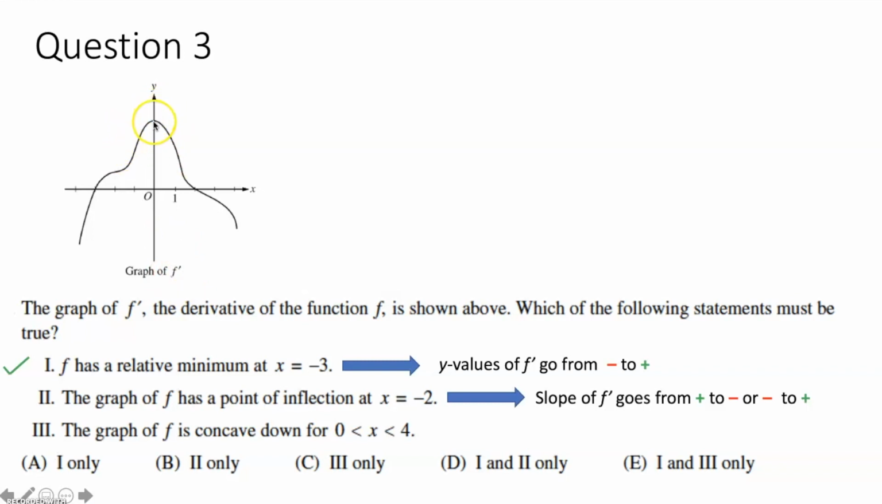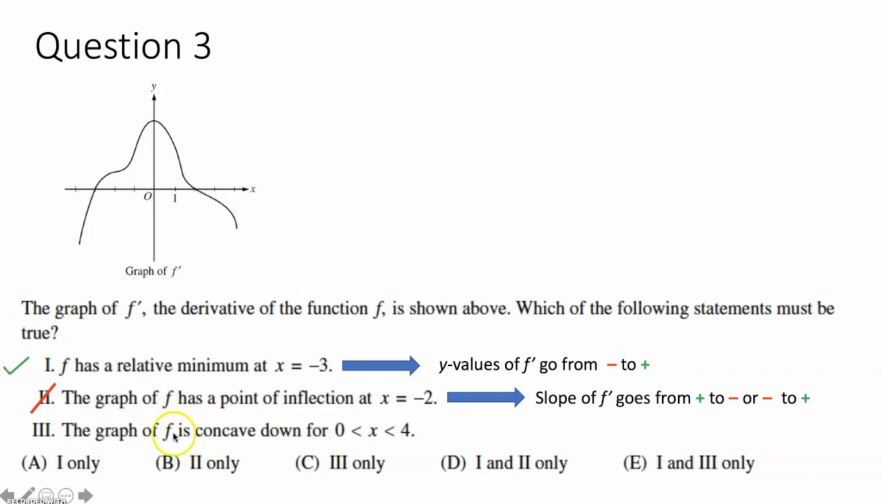So that's going to be the only inflection point of the graph of f, meaning that there will not be an inflection point at x is equal to -2. Let's move on to the last statement that says the graph of f is concave down for 0 is less than x, which is less than 4. So is the graph of f, our original function, concave down on the interval from 0 to 4?